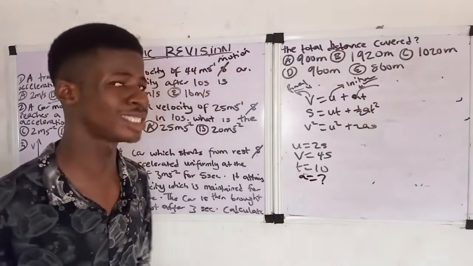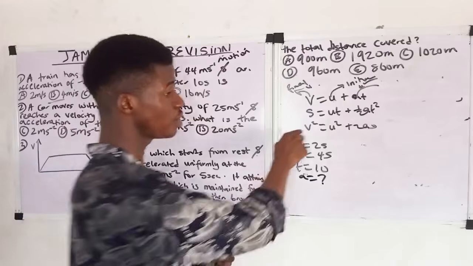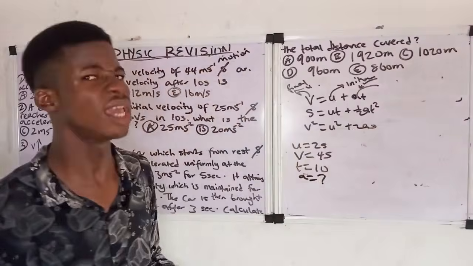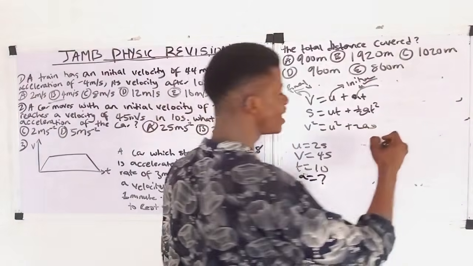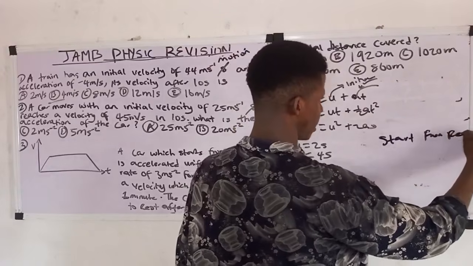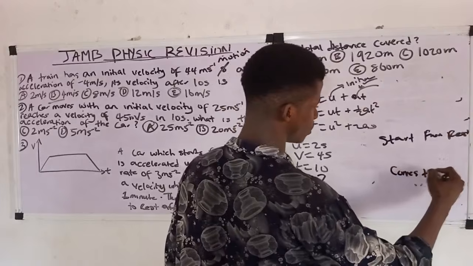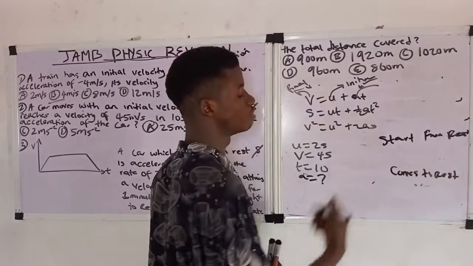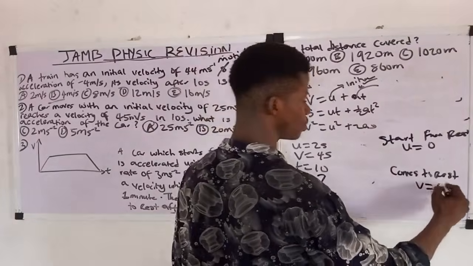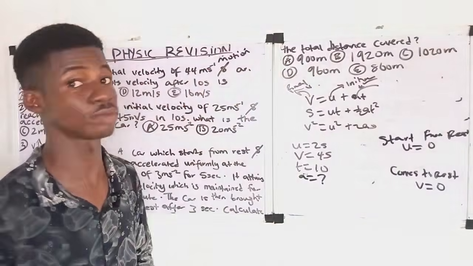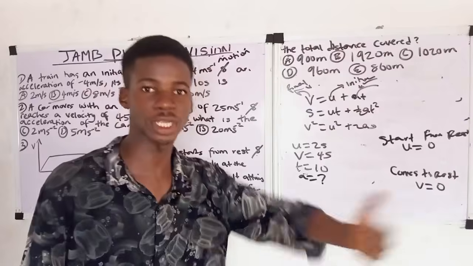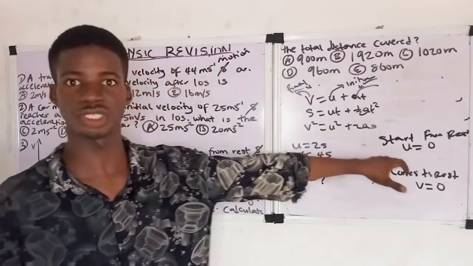So it depends on the type of question. In some questions, they'll give you u, v, and a, and they'll say look for displacement or distance. Now take note that this is very important. When an object starts from rest, the initial velocity is 0. When an object comes to rest, the final velocity is 0. Most times they will not give you the initial velocity directly, they'll give it indirectly. They'll say the car starts from rest, or the object starts from rest. So let's say u was 0.